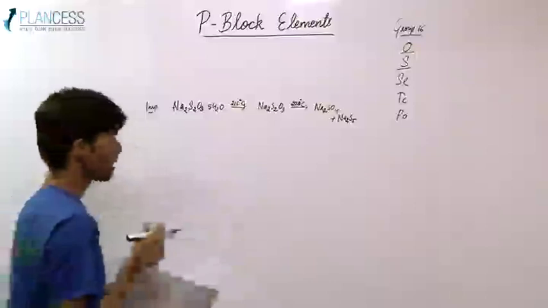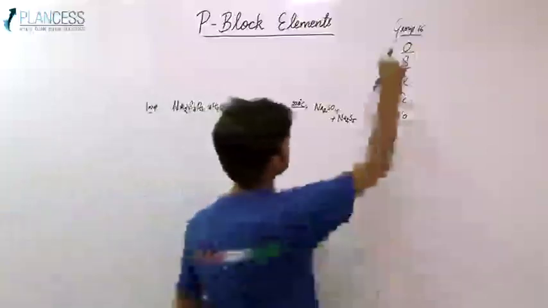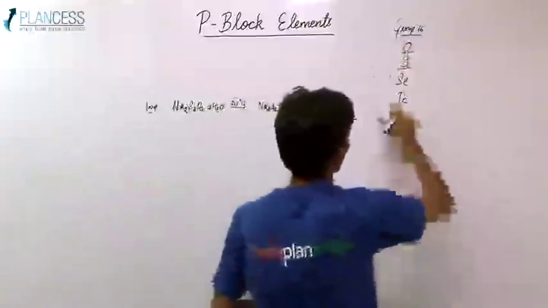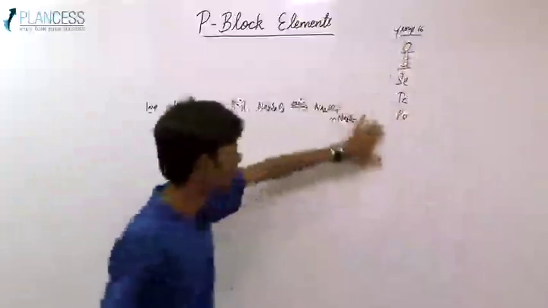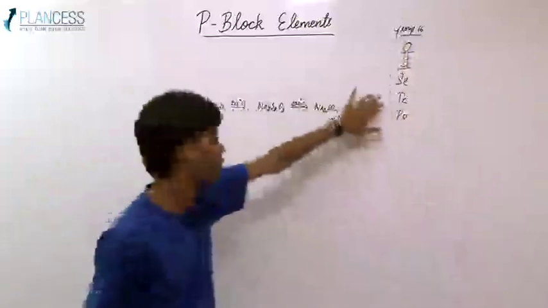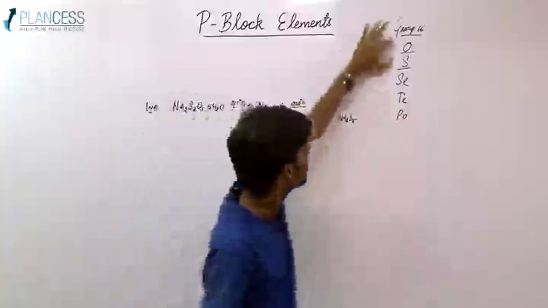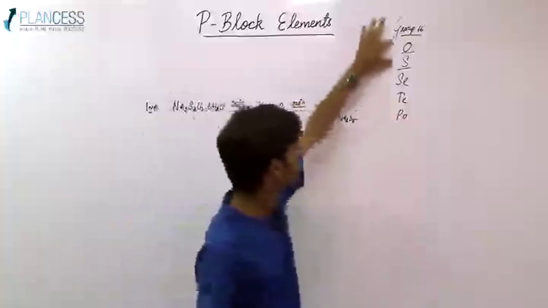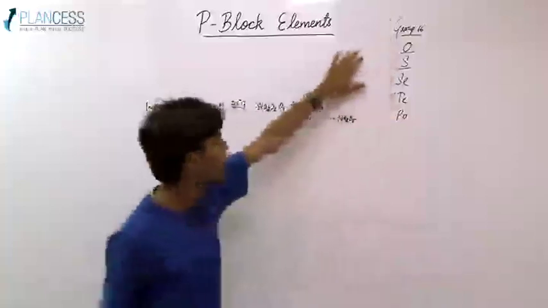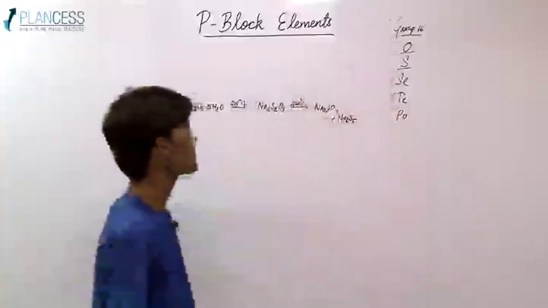So this was all about the chemistry of group 16 elements. Selenium, tellurium and polonium are not that important. There are not many compounds of selenium, tellurium and polonium. As far as group 16 is concerned, mostly the compounds of oxygen and sulfur are important. So this was all about the group 16 family.